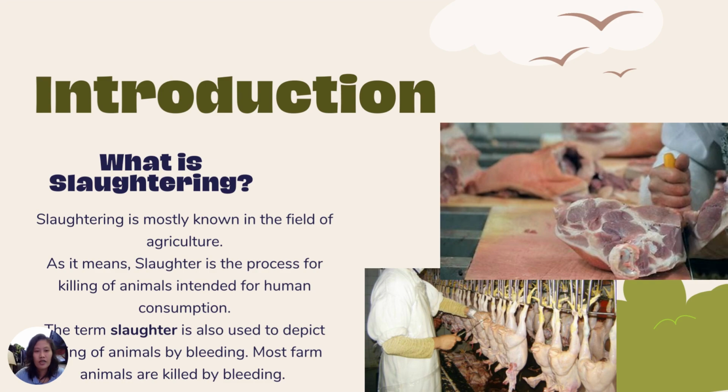Introduction. What is slaughtering? Slaughtering is mostly known in the field of agriculture. As it means, slaughter is the process for killing of animals intended for human consumption. The term slaughter is also used to depict killing of animals by bleeding. Most farm animals are killed by bleeding.